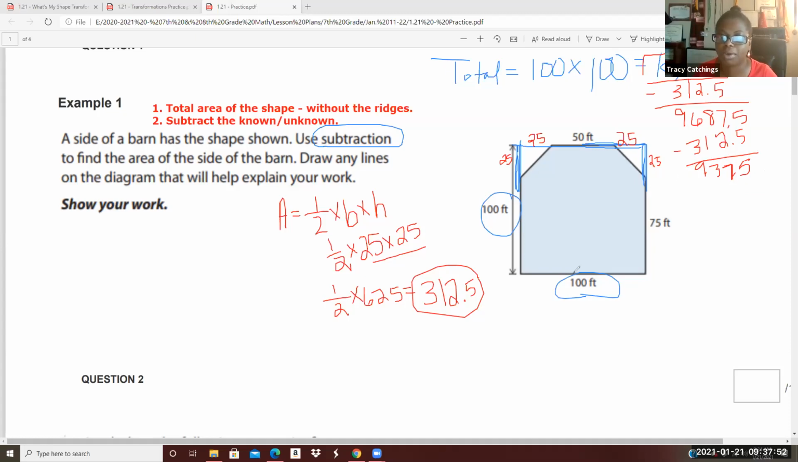Look at our shape. If we found the area of what wasn't shaded, what are we left with? The one that is shaded. What is shaded, and what did they tell us that that was? A barn. Okay, it was a barn. So we're left with a barn, or what's shaded, being 9,375. What's our units? Feet squared.